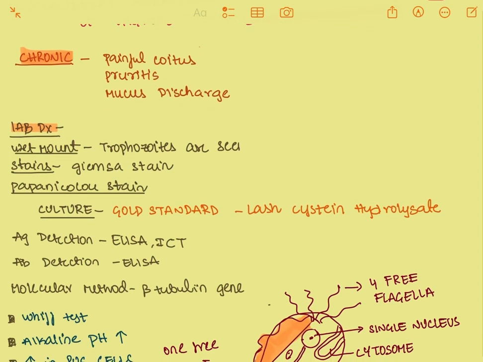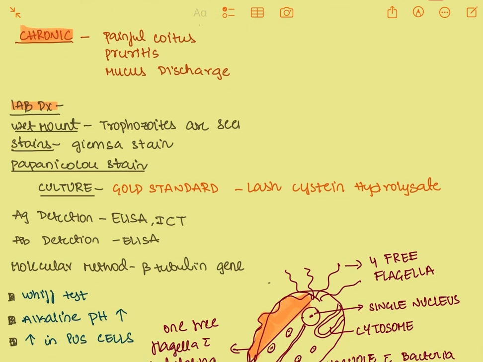In lab diagnosis, if you do a wet mount, you can see the flagellated trophozoites. The stains we can use are Giemsa stain and Papanicolaou stain. The culture is the gold standard, where you can use flask cysteine hydrolysate serum medium. Antigen detection can be done through ELISA and ICT. Antibody detection can be done through ELISA. Molecular method: beta tubulin gene.